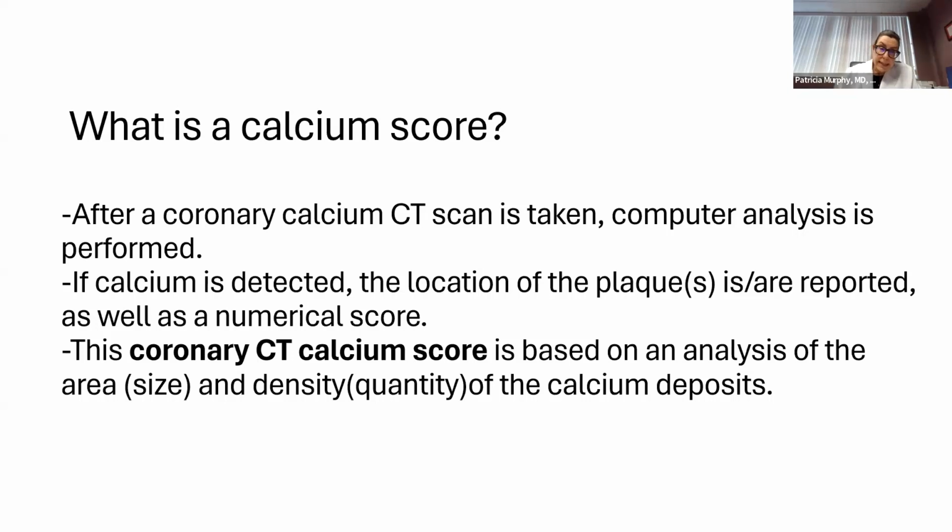So now we get to what is a calcium score. After you have your scan, the computer does an analysis of the images that are taken. If the computer sees calcium, it generates a report, of course interpreted by a radiologist or cardiologist, about the location of plaques, and it also gives a numerical score. This CT calcium score is based on an analysis of the area or size of any visualized plaque and the density or quantity of the calcium deposits in the wall of the heart artery.